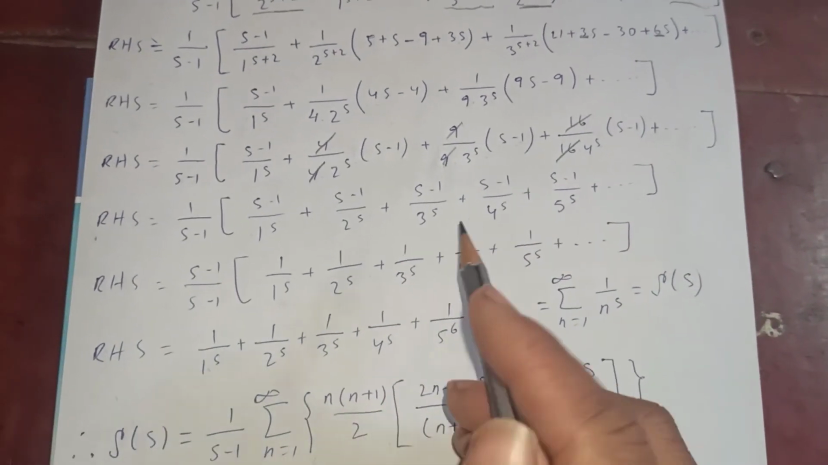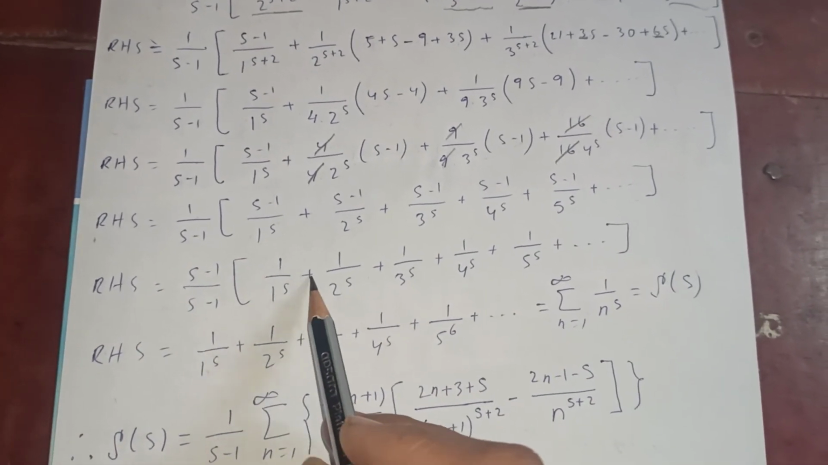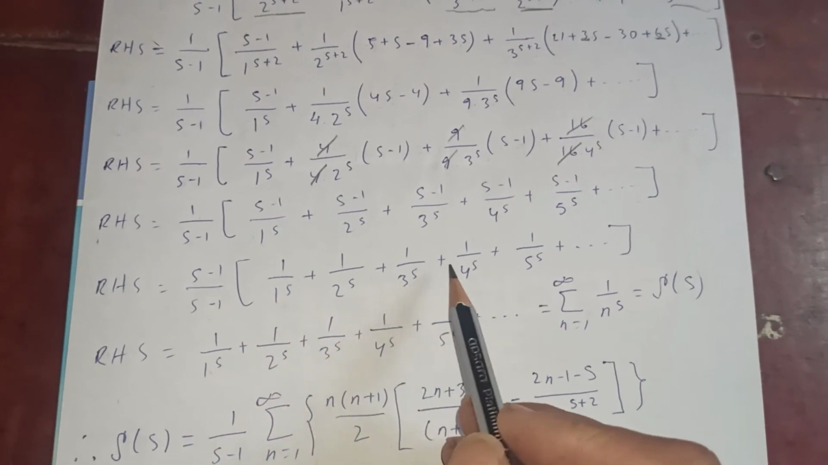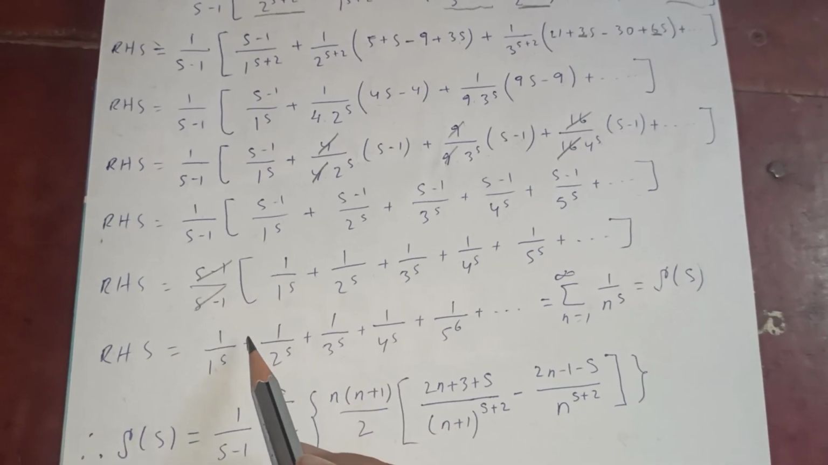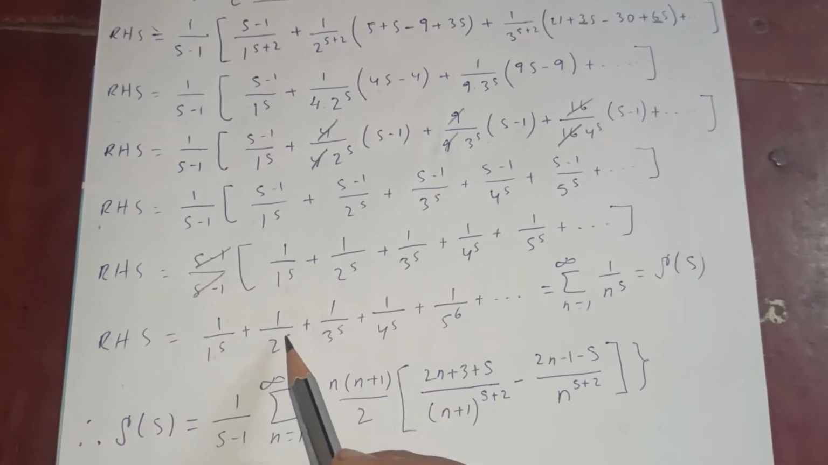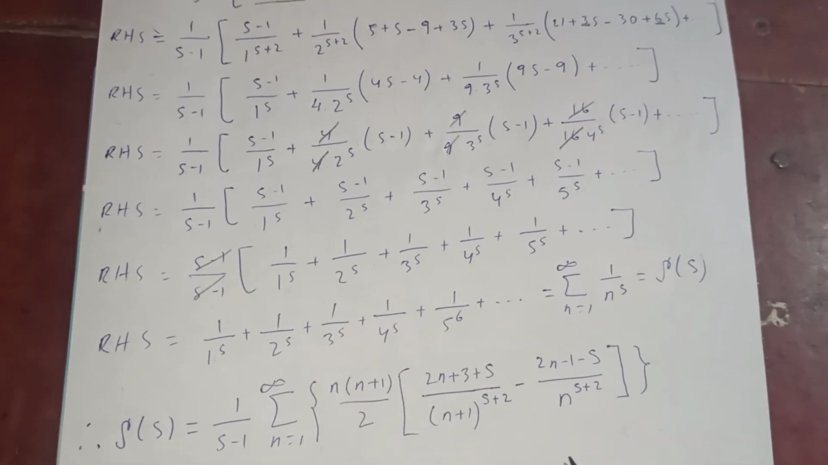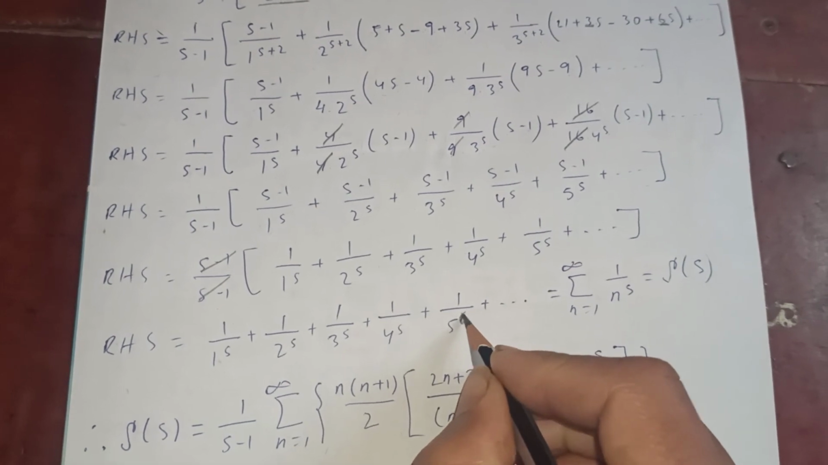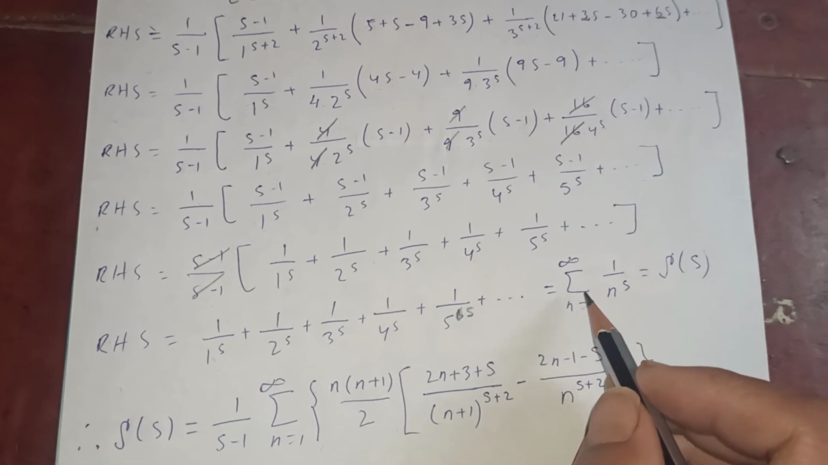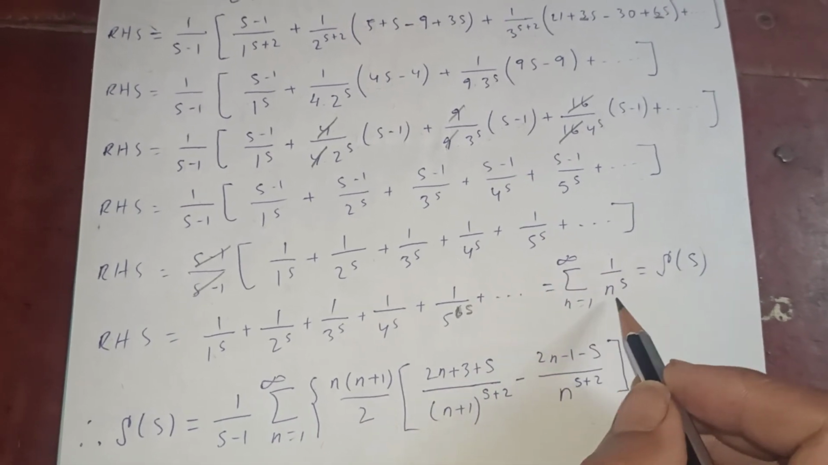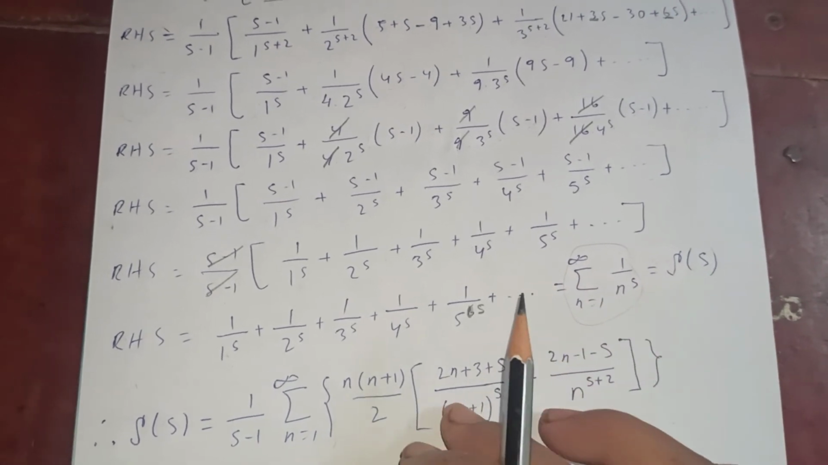Plus and so on. Taking s minus 1 out common here, (s minus 1) by (s minus 1), 1 over 1 to the s plus 1 over 2 to the s plus 1 over 3 to the s plus and so on. So s minus 1 cancels, and we are left with 1 to the s plus 1 over 2 to the s plus 3 to the s plus and so on. Sorry, this is not 6, this will be 5 to the s plus and so on, which is the sum from n equal to 1 to infinity of 1 over n to the s. This term is nothing but the zeta function, zeta of s.